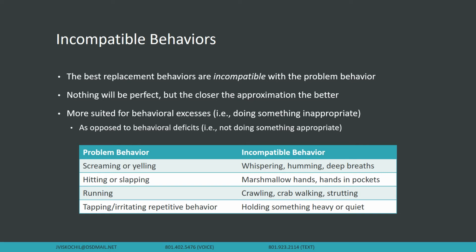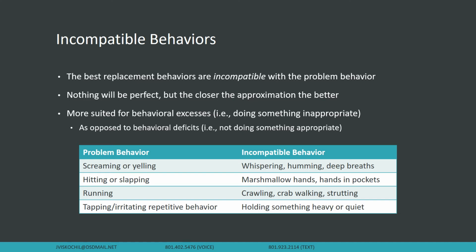And so instead of just saying no or stop or you can't do that, we're trying to teach her how to have soft hands where she goes and actually gives him pets. Running, incompatible to those would be crawling or crab walking or strutting. Strutting's kind of a fun one. Teach someone how to strut and reinforce that.